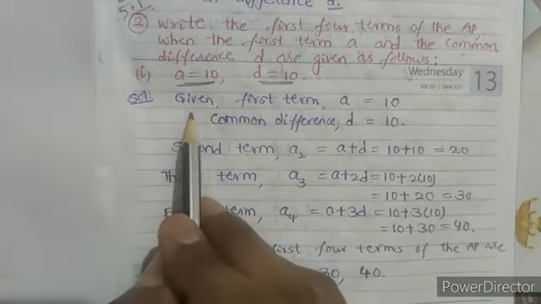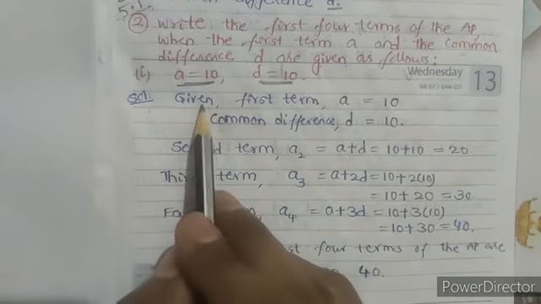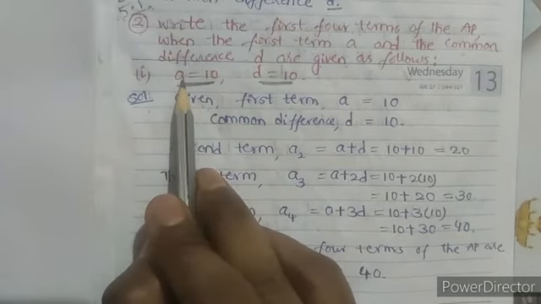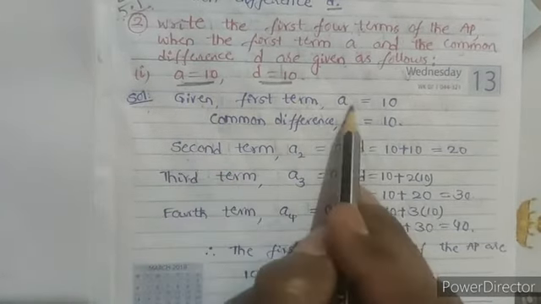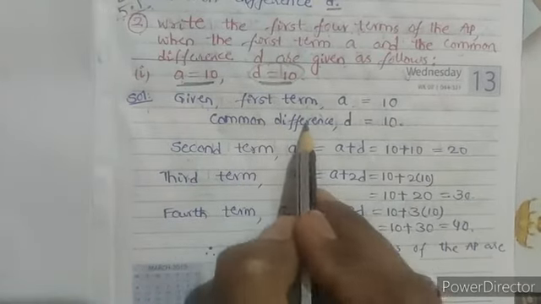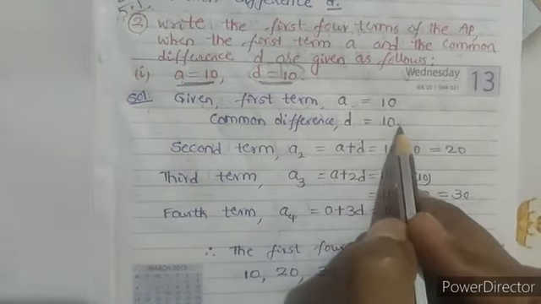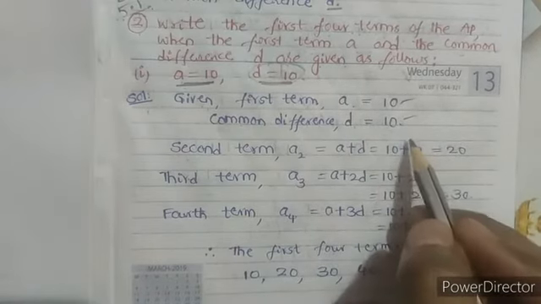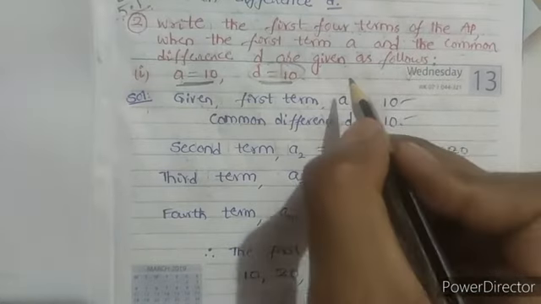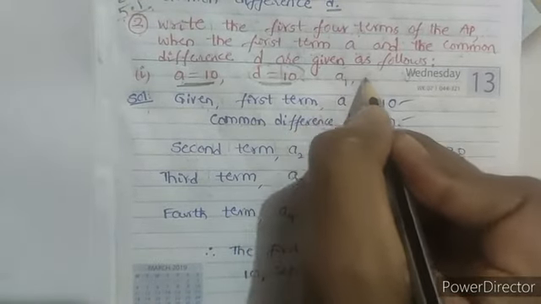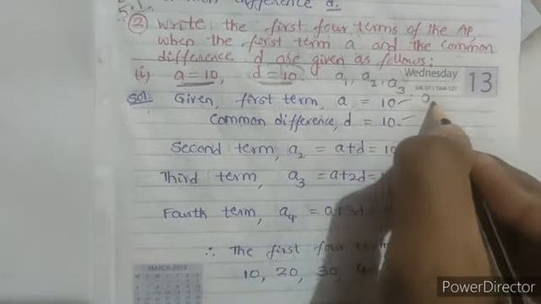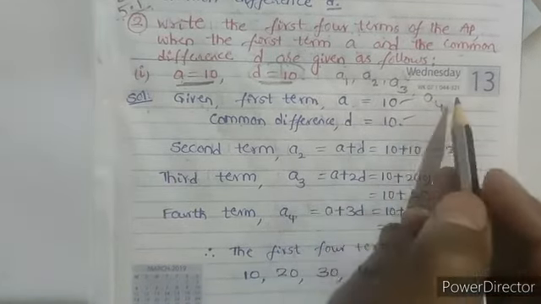In the solution, we will write the given information first. Given information is a. A refers to first term. So first term a is equal to 10. d is equal to 10 means common difference d is equal to 10. These two are the given values. They are asking us to find out the first 4 terms. First 4 terms means a1, a2, a3 and a4.